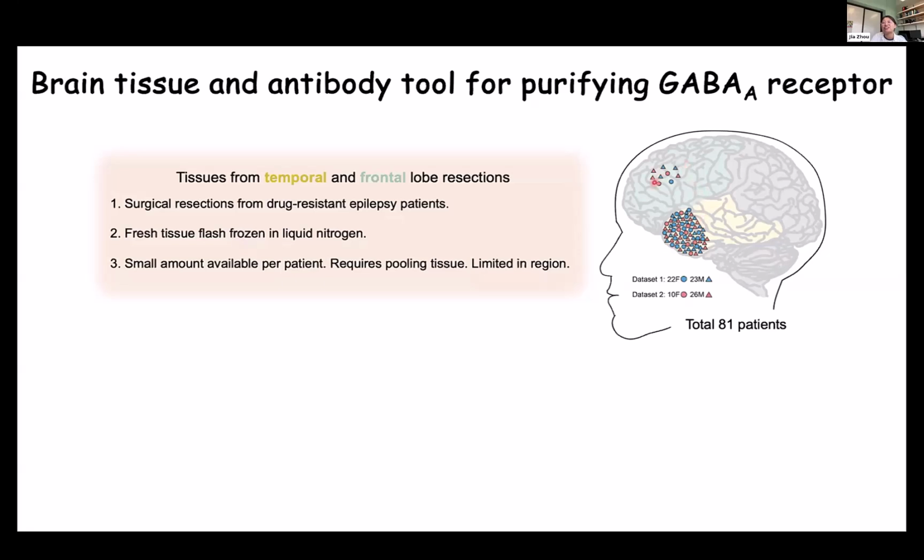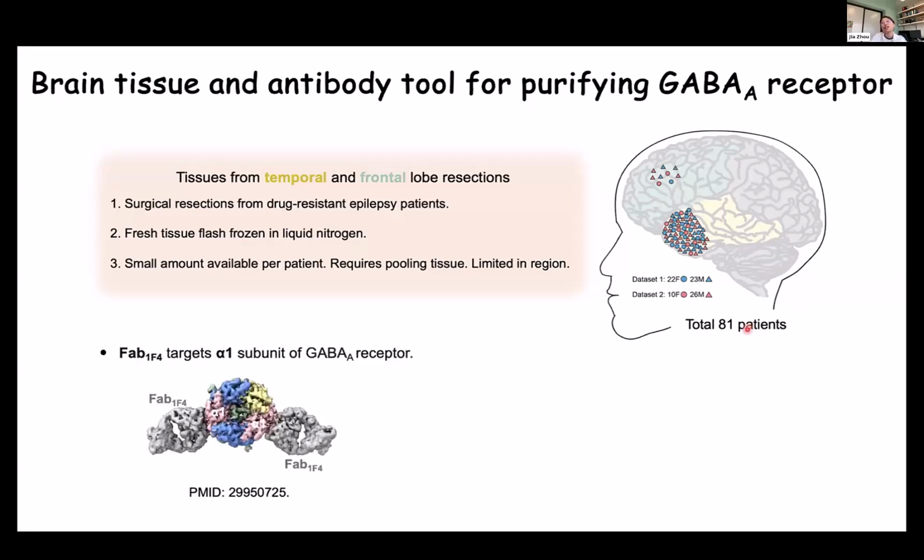As you can see, each symbol in the 2 different brain regions represents 1 patient. So in our study, we pooled tissue from 81 patients. Then I will introduce what tools we are using for purifying the native GABAA receptor.